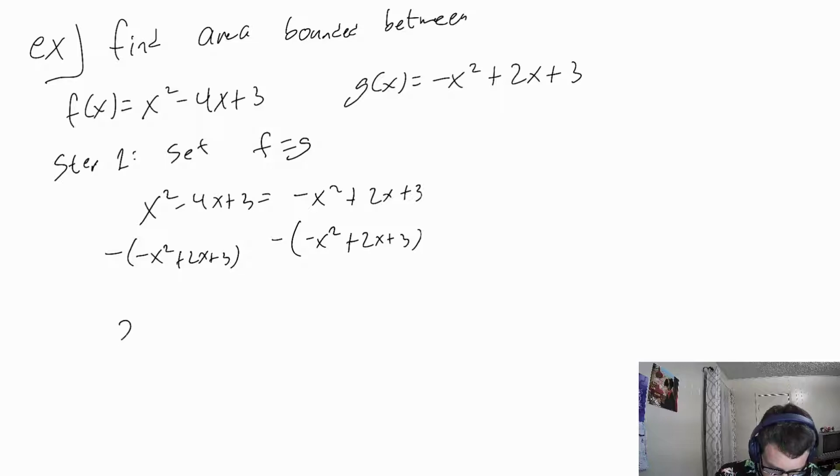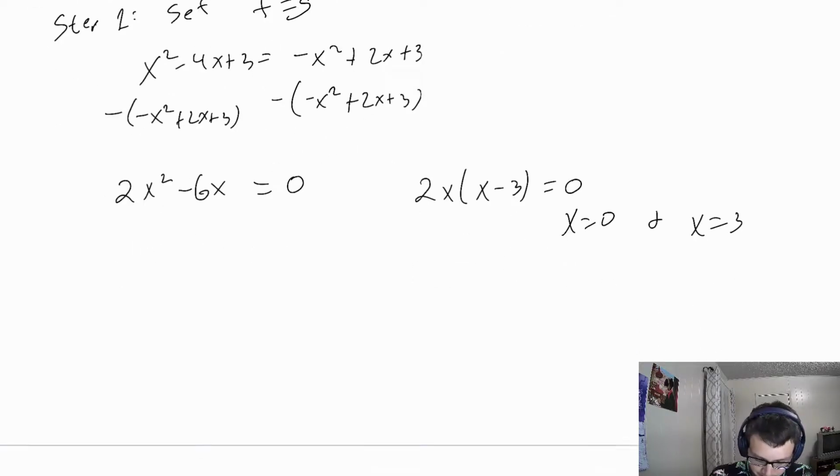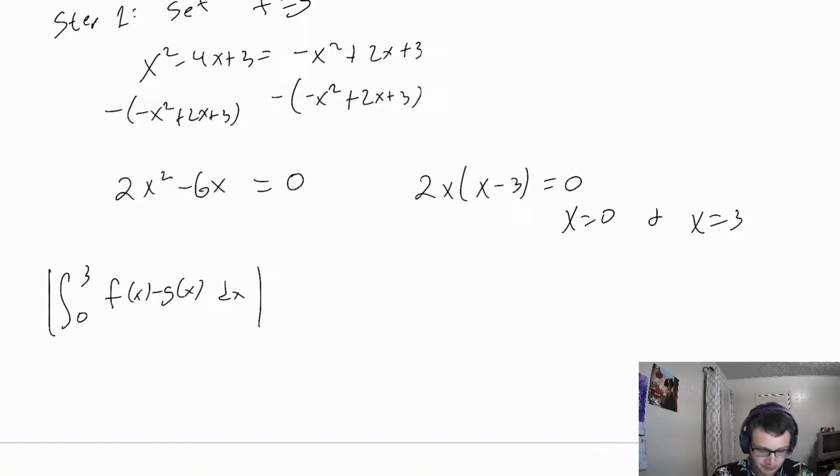And we'll end up with 2x squared minus 6x equals 0. And then from here, we can factor out a 2x from everything. And so we have x equals 0 and x equals 3. So those are our bounds of integration. So now all we need to do is set up the absolute value of the integral from 0 to 3 of f of x minus g of x dx.